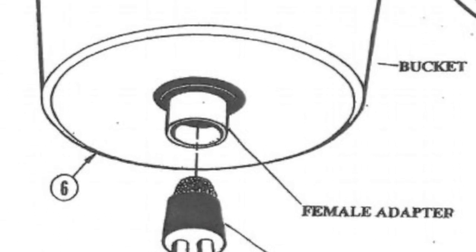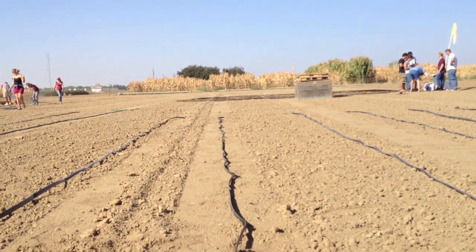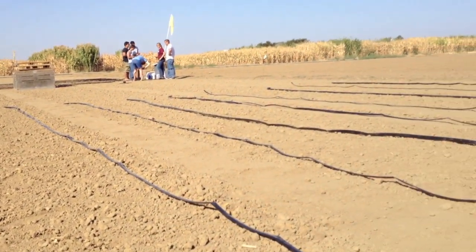Tubing ran from the bottom of a 32-gallon bucket mounted on a 1-meter-high platform to a grid of drip tape that measured 10 meters by 10 meters.